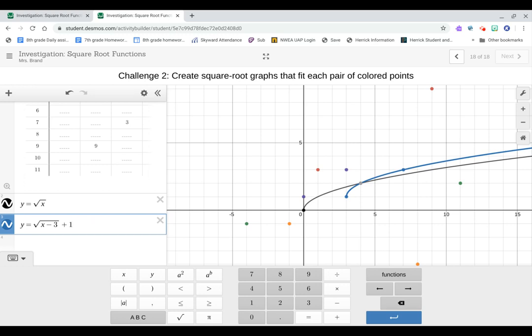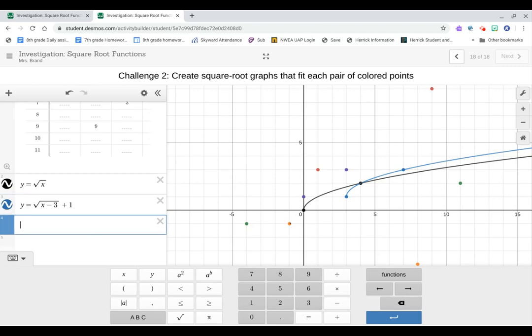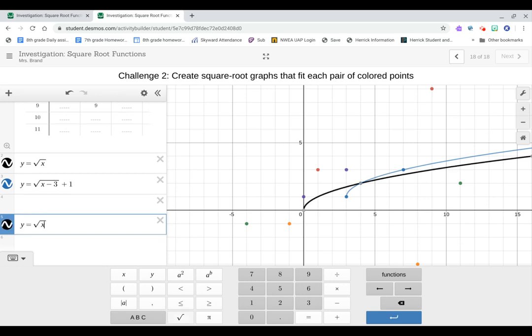Next one, let's instead look at green. Well, green is a little bit goofy too. Let's look at red. So red goes over 1, 2, well, our original point goes over 1, up 3. So let's type that in. Y equals square root of x, and let's make it red.